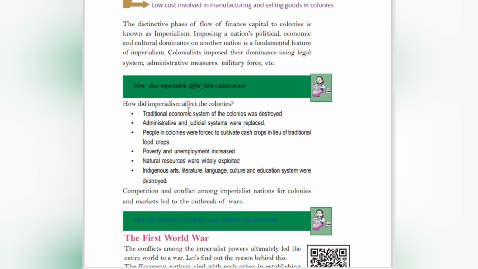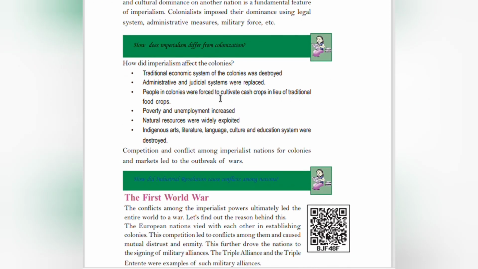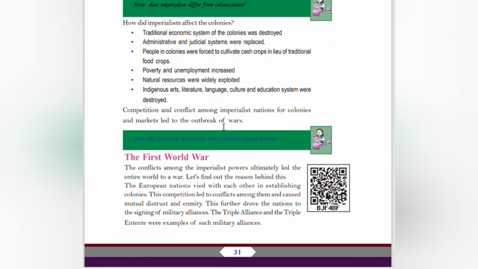How does imperialism affect the colonies? The traditional economic systems of the colonies were destroyed. Administrative and judicial systems were replaced. People in colonies were forced to cultivate cash crops in lieu of traditional food crops. Poverty and unemployment increased. Natural resources were widely exploited. Indigenous arts, literature, language, culture, and economic systems were destroyed. Competition and conflict among imperialist nations for colonies and markets led to the outbreak of wars.